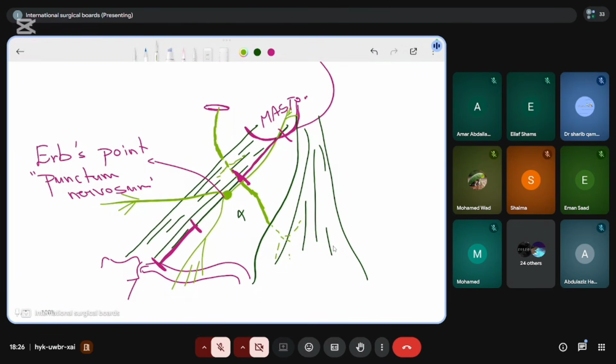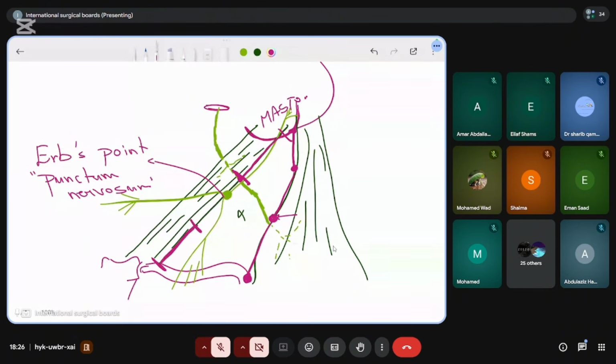It enters trapezius approximately at the junction of lower and middle thirds of the anterior border of trapezius. So suppose this is upper third, this is middle third, this is lower third. So here, which is the junction again of middle and lower thirds of what? Anterior border of trapezius.